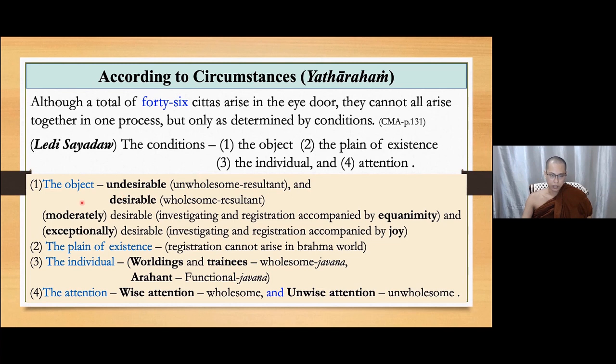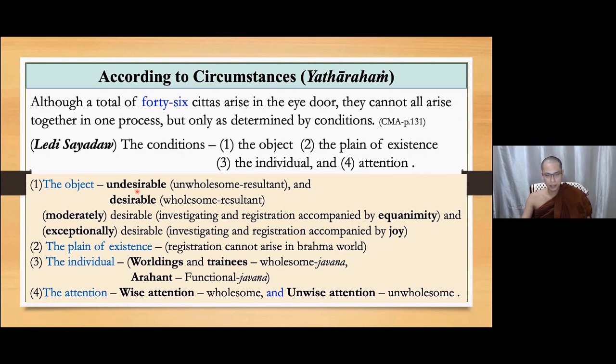What is the object? The object can be undesirable or desirable. If the object is undesirable, we can decide it: at that moment, in the arising of the receiving and the 5-door advertence consciousness, there is no difference. The difference comes in the eye consciousness. So eye consciousness is unwholesome resultant, and of the 2 receiving consciousnesses, it is the unwholesome receiving consciousness arising, taking the undesirable object, and investigating.